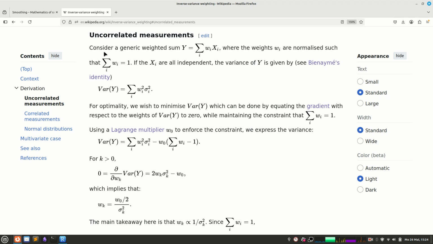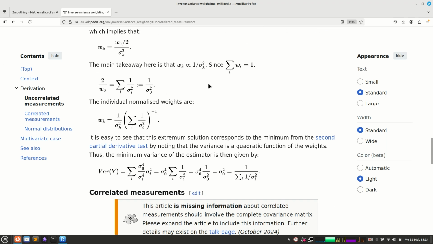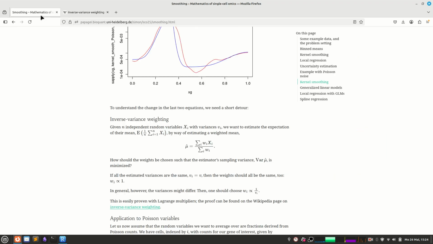And here with w naught, I didn't quite like it. They call it w, but it's not a weight. This one is the Lagrange multiplier. So read it as a lambda if that's more what you're used to for Lagrange multipliers. Okay. So this is why we use this.